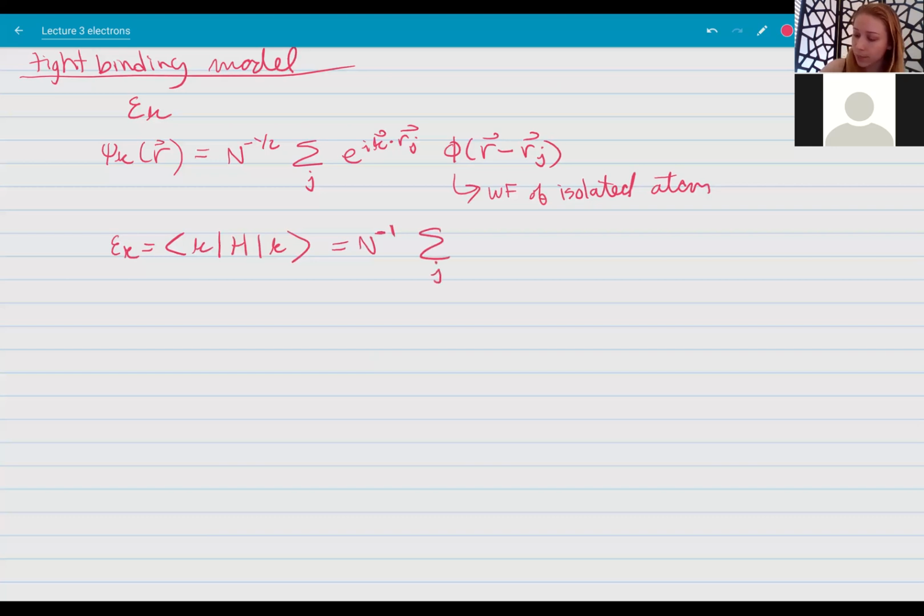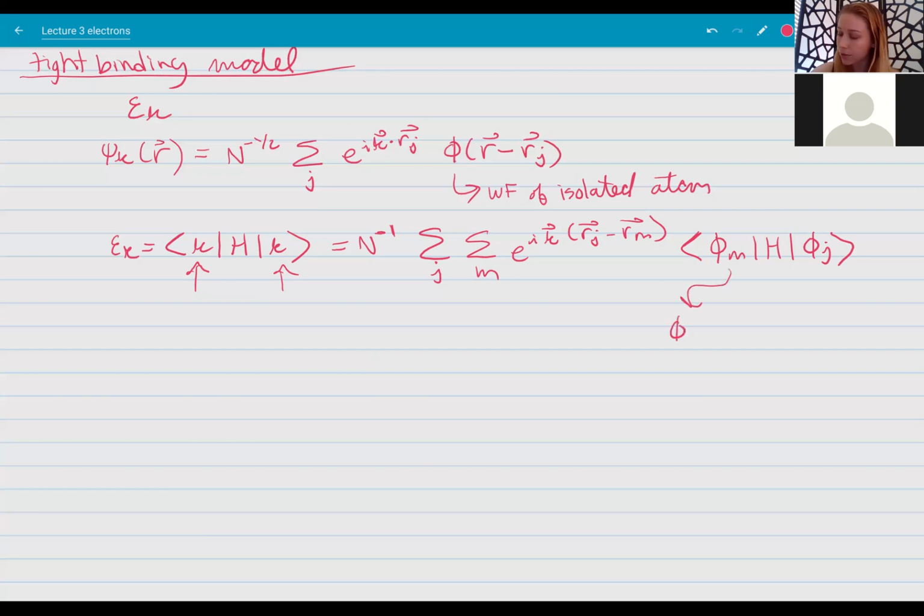Then we're going to have two sums because we have a k here and a k here. So we're going to have a sum over j, another sum over an index m, e to the i k dot (rj minus rm). And then we have another matrix element term, which involves the original single atom wave functions. And I forgot to mention that phi sub m is defined as the wave function of an atom located at position r minus r sub m.